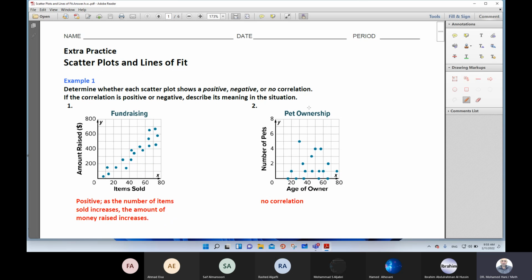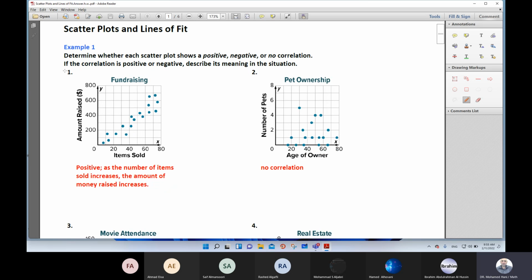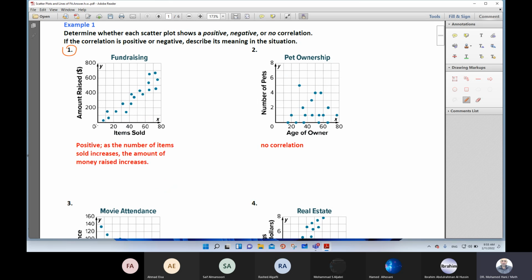Scatter plots and lines of fit. The question: determine whether each scatter plot shows a positive, negative, or no correlation. If the correlation is positive or negative, describe its meaning in the situation. As you see here in the first example, from the points we have increasing in the x and increasing in the y. So it means we have positive.